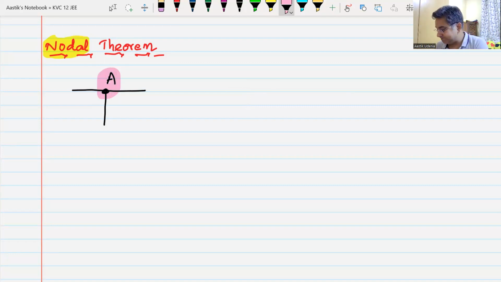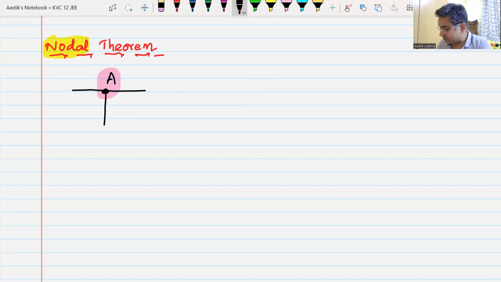Now, since this method involves the node, we call it the nodal theorem. Now, how are you going to use this nodal theorem?